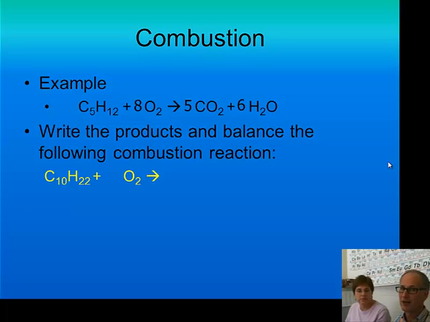Remember, what are the two products that will always form? Carbon dioxide gas and water vapor. Yep. So the answer is this. Did you get that? Huge coefficients. Huge. But don't let that scare you. That's what happens.